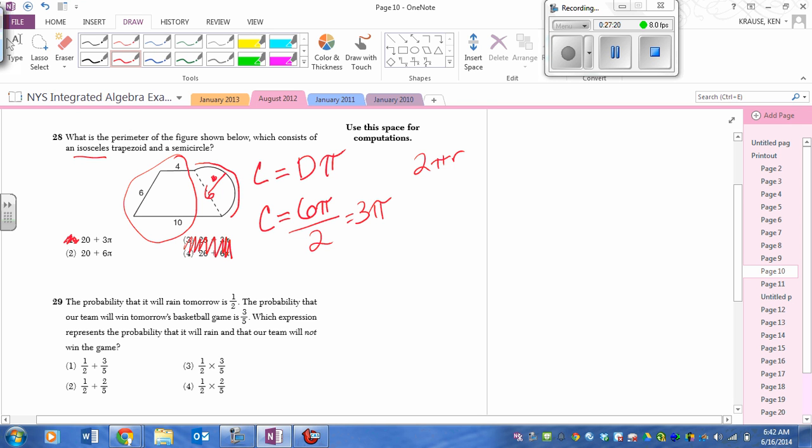And just out of curiosity, no, you couldn't do that. You can't find the area on this question because they'd have to give you the height. I was going to do an area question. They can't, since they did not give you the height.